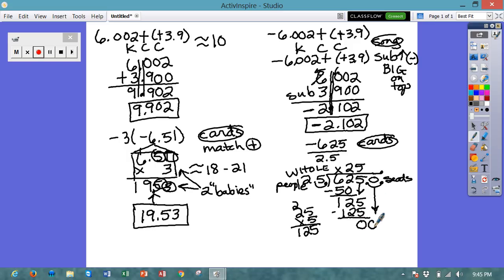We still have to bring down the next number because I have to keep dividing until I get to this decimal. So now if there's no seats in a vehicle, how many groups of 25 will fit in? Well, no, none. 0 times 25 is 0, and 0 minus 0 is 0. So now we are finished. And since we are thinking about cards, these cards do not match. They don't match. So since they don't match, oh, that's too bad. It's a negative answer. So our final answer would be negative 250.